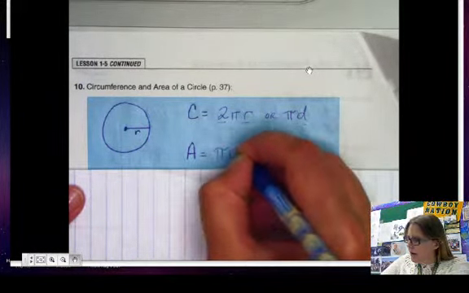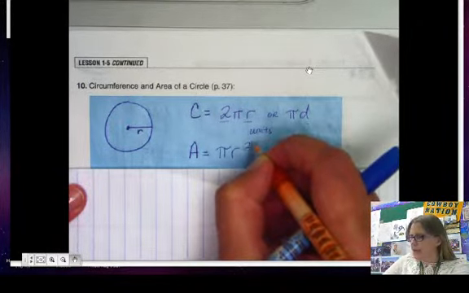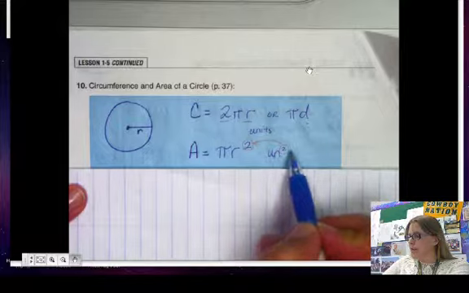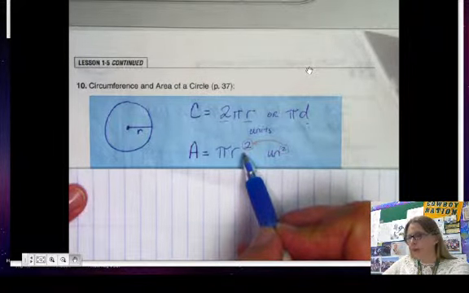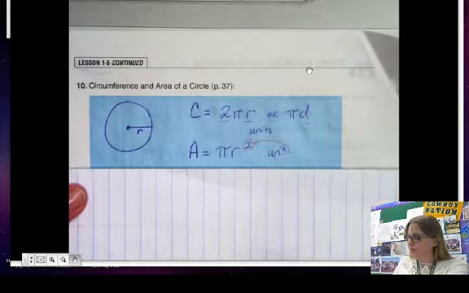Now let me tell you how I remember the difference between these two. Circumference is always in units, and area is always in units squared. So whenever you have a square, you're going to square the radius. That's how I remember where the 2 goes. So if my answer is in units squared, then I square the radius. If my answer is just plain old units, then I multiply it by 2.